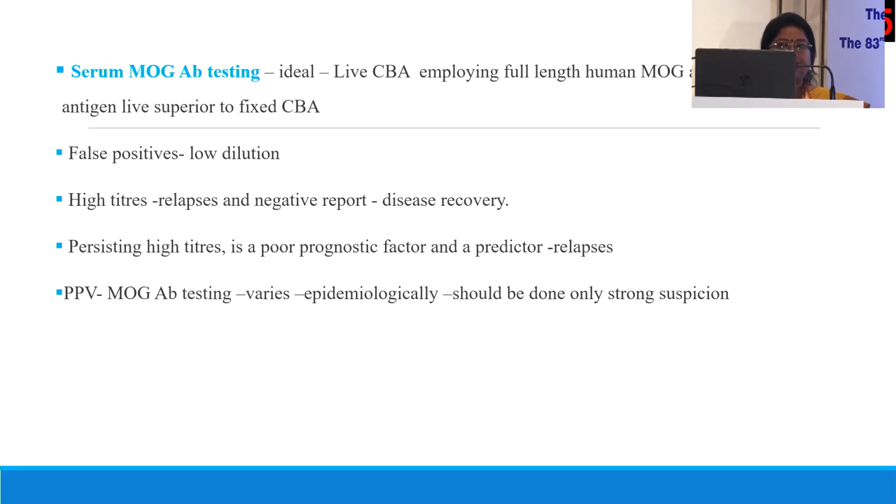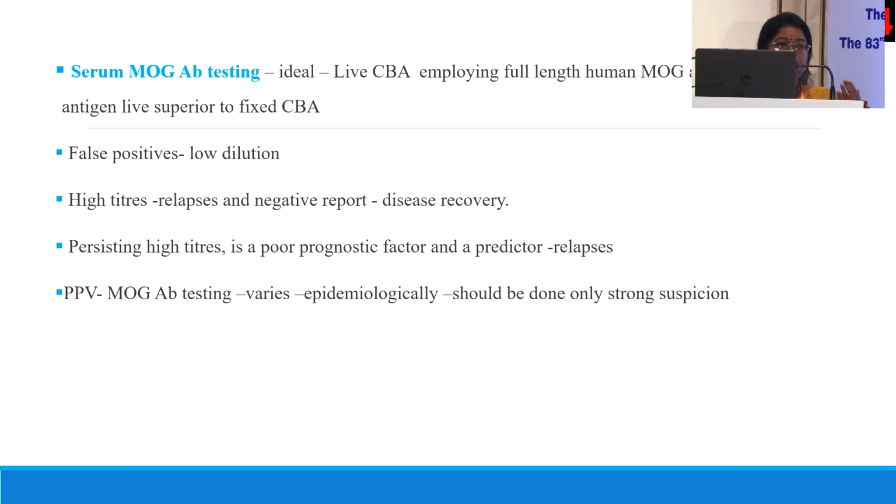And for serum MOG antibody testing, ideal is to do a live cell-based assay, which is a characteristic pattern of assessment, but we also have fixed cell-based assays which are available. And false positivity is quite common when we use a low dilution, and high titers can cause a relapsing event of optic neuritis, and sometimes a negative report is equivalent to a disease recovery. And persisting high titers, as I mentioned, is a poor prognostic factor, and it also predicts the relapses of the patient, which can happen down the line when you are going to taper down the medications.